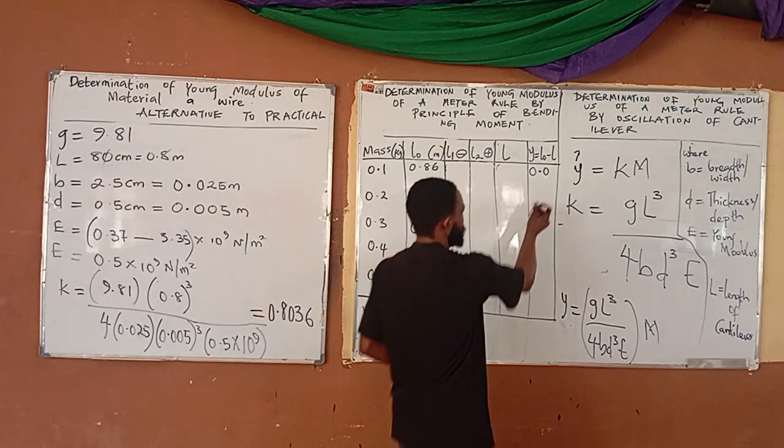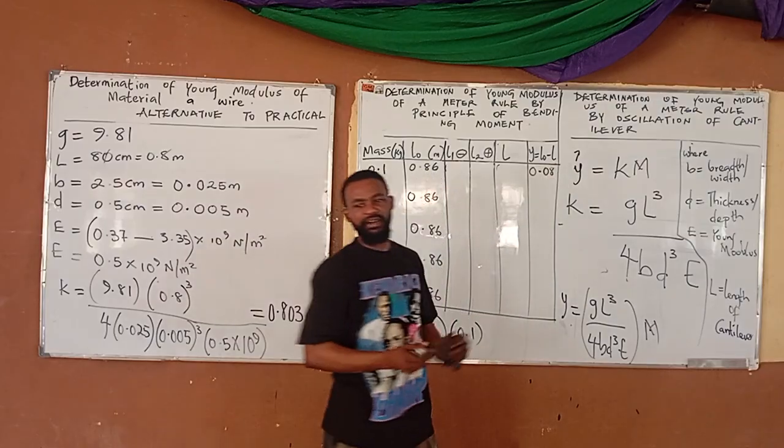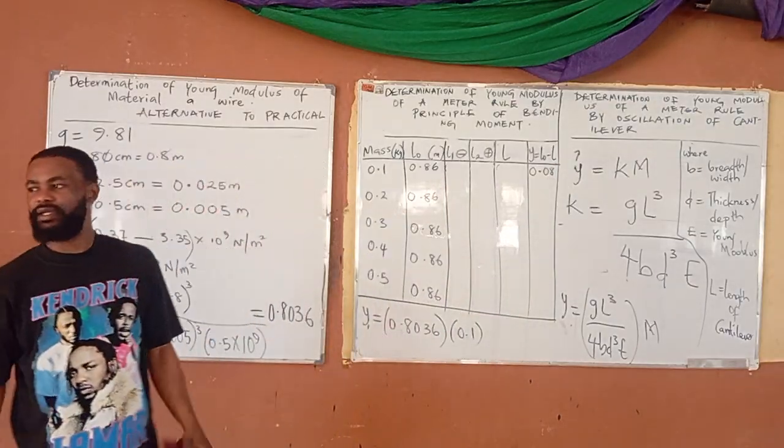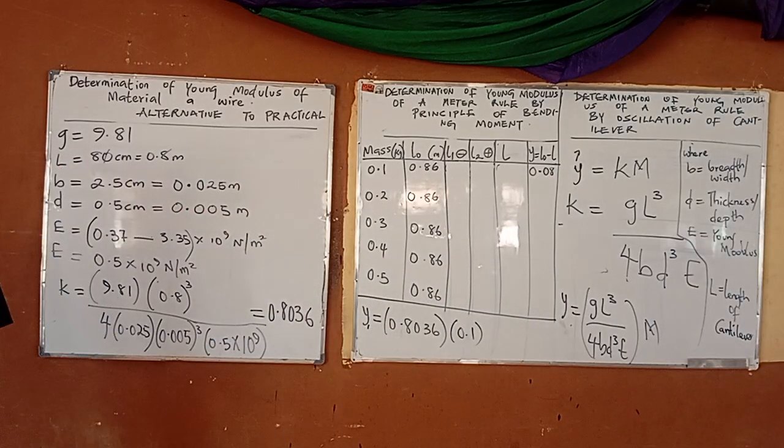0.08036. Okay, 0.08. 0.36. No, I don't need it. I need it in 2 decimal places.